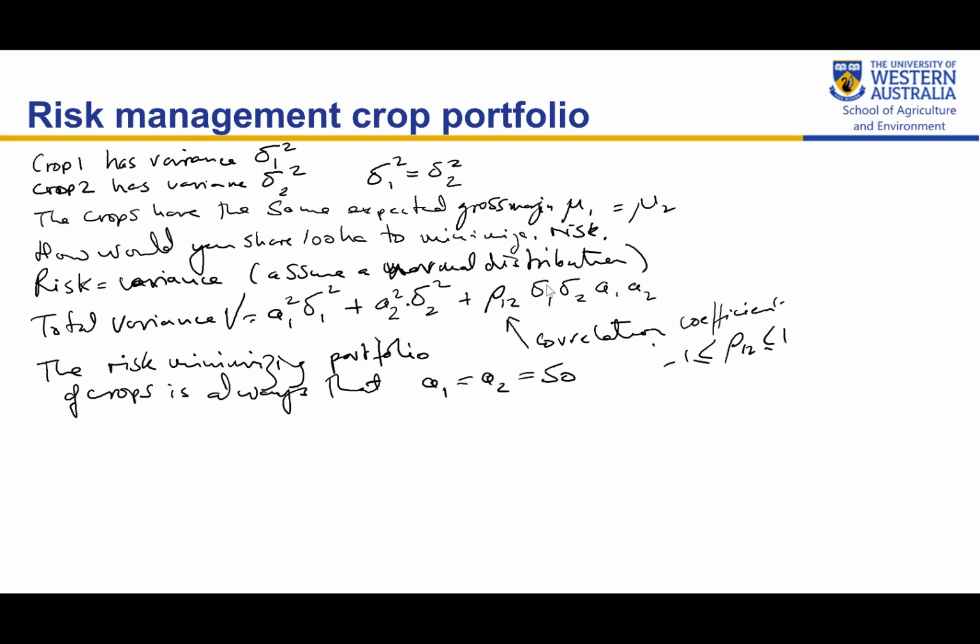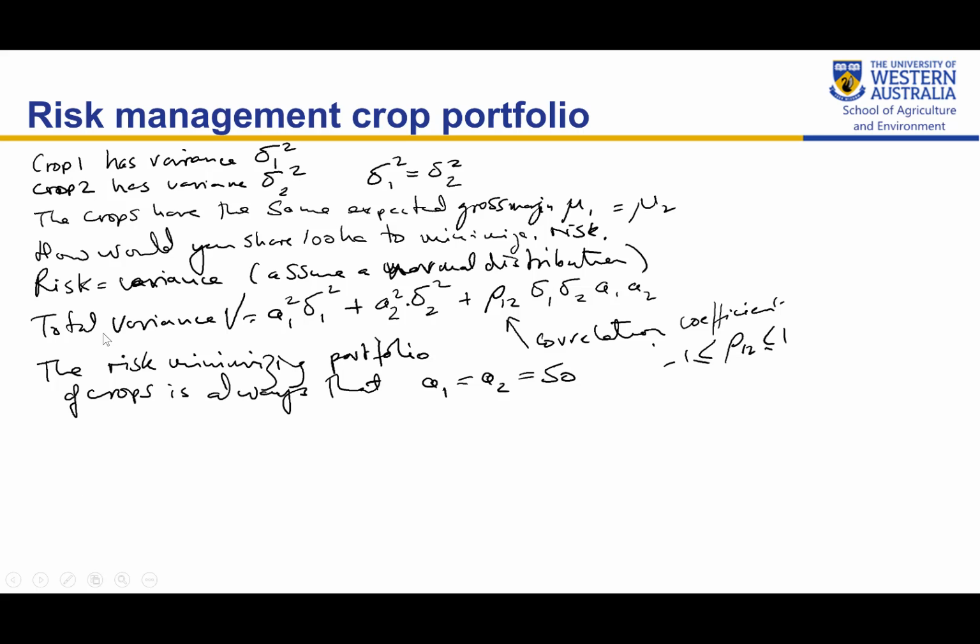Risk management, crop portfolios. So one way of thinking about the choices that a farmer makes is that he's allocating his budget of land or resources to different crops, and he's doing that in a way that manages the risk. So if a farmer only produces wheat or only produces barley, then the likelihood is they're going to have very high risk, because they're basically putting all their eggs in one basket.